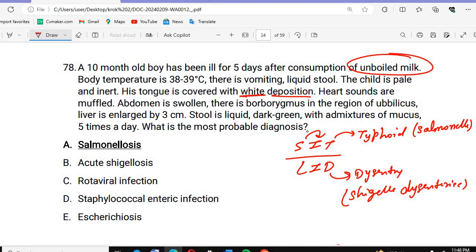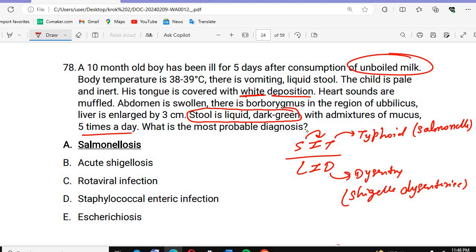Heart sounds are muffled. The abdomen is swollen. There is borborygmus in the region of the umbilicus. The liver is enlarged by 3 centimeters. The stool is liquid, dark green in color, with an admixture of mucus, 5 times a day. What is the most probable diagnosis?